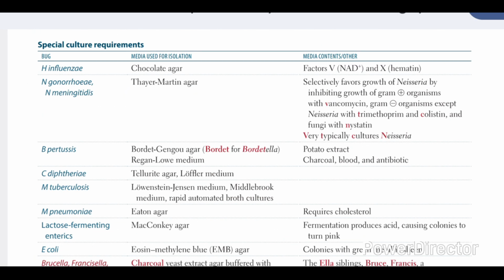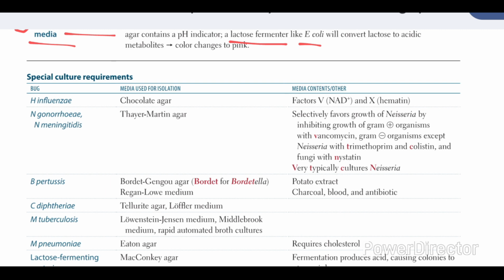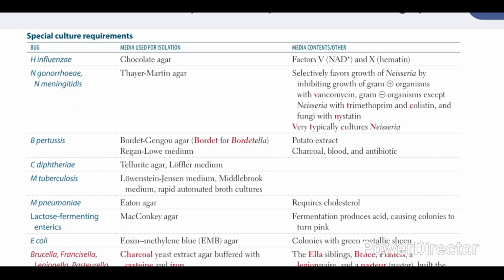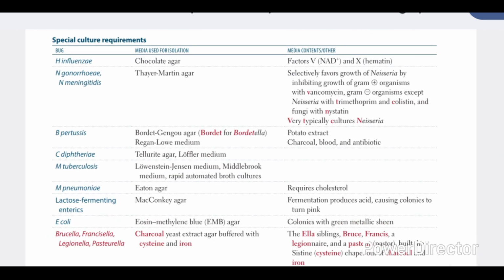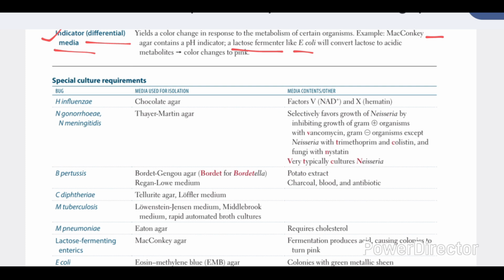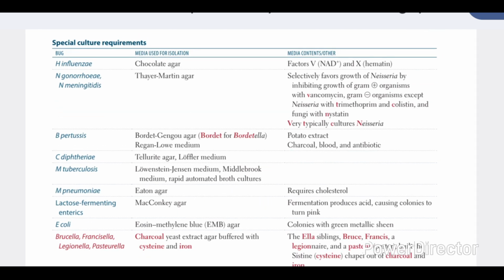On the specific culture requirements of certain bacteria, we are going to see the growth culture of some of the most common organisms, starting with H. influenzae. H. influenzae is an organism that commonly causes flu, and it can cause pneumonia, otitis media or otitis externa, or meningitis in different age populations. So H. influenzae is an important pathogenic organism, and it requires chocolate agar to grow.